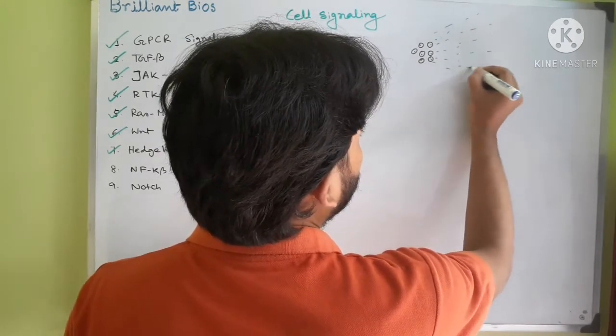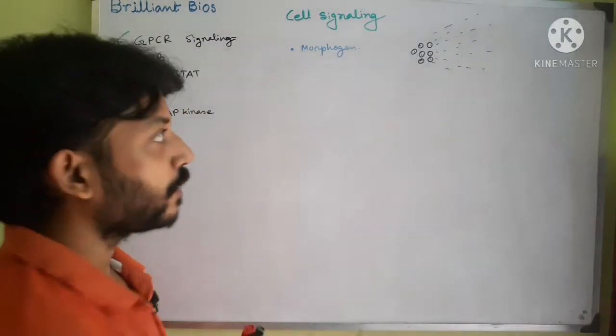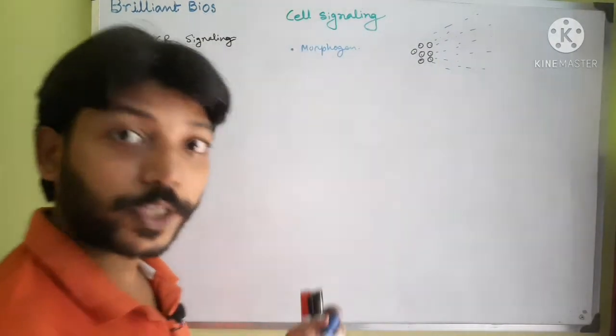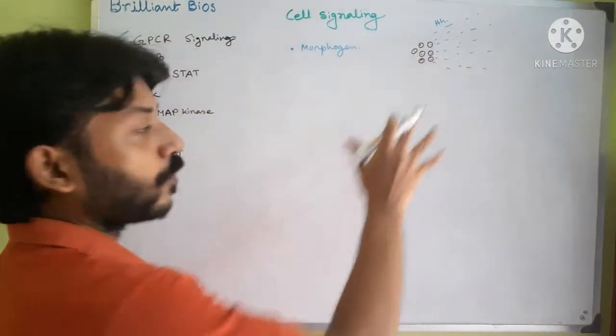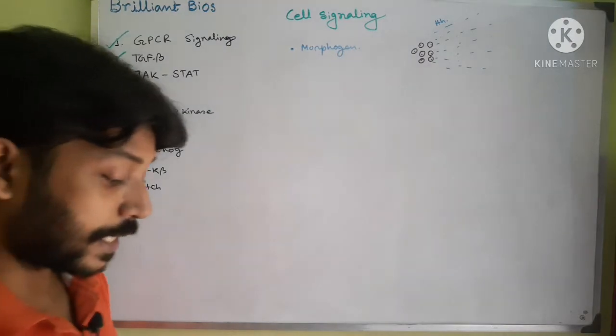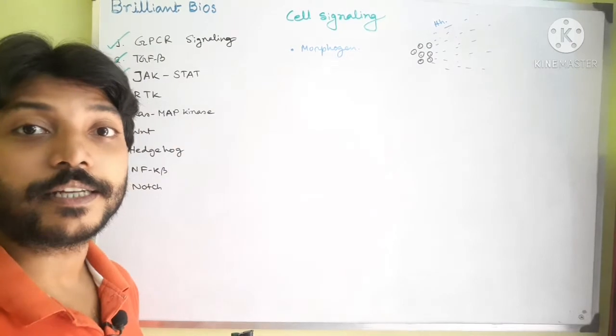Now you have to remember that this morphogen does not actually go very far away. These morphogen molecules, let's suppose these are hedgehog molecules, remain very close to the source. But there is a difference, that is, the concentration of this morphogen determines the fate of the cell.